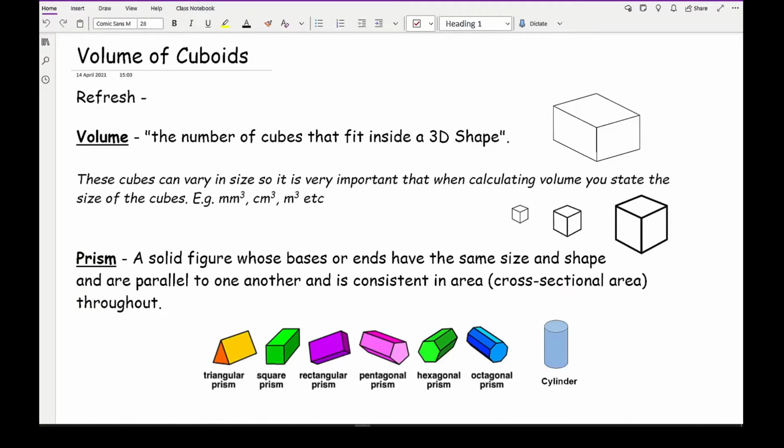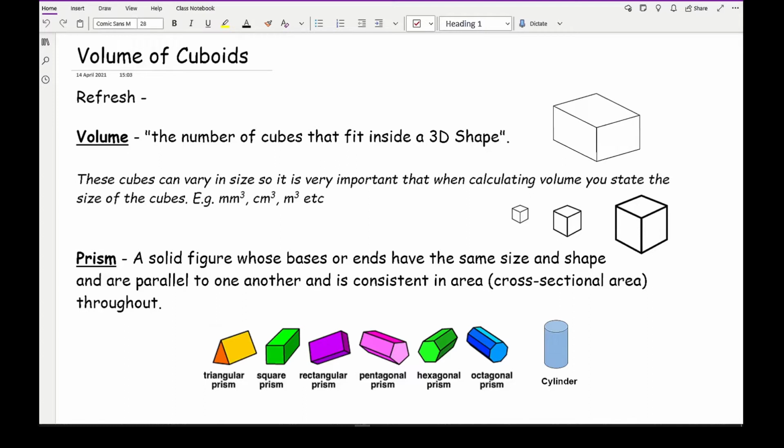Now volume is basically, whenever you're asked to work out the volume of something, the number of cubes that fit inside a 3D shape. Now these cubes can vary in size, so it's really important that when calculating the volume you always state the size of the cube. In other words, you'd be looking at how many millimeter cubes are fitting inside a 3D shape, or how many centimeter cubes, or how many meter cubes would fit inside a particular shape.